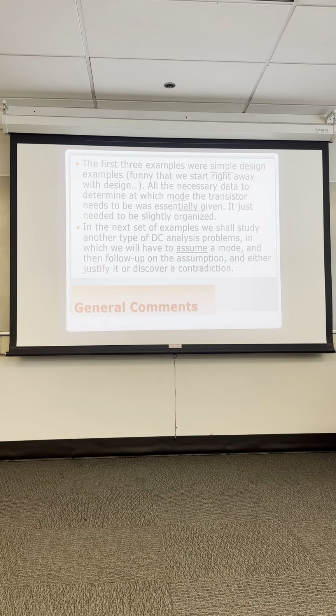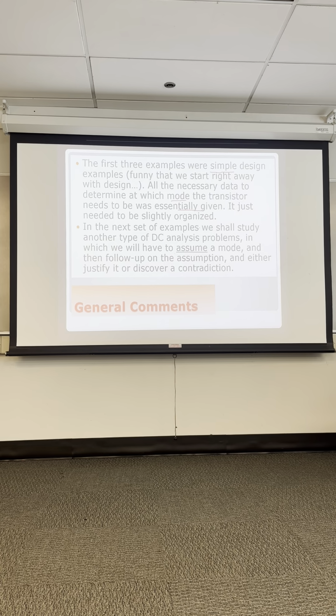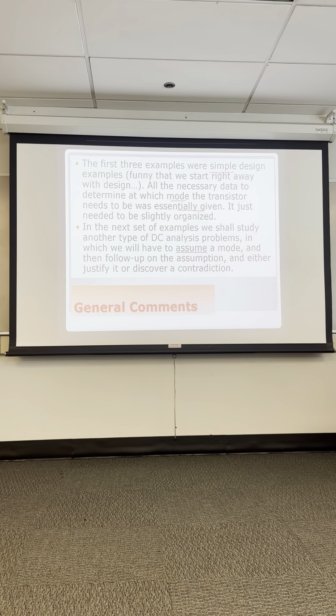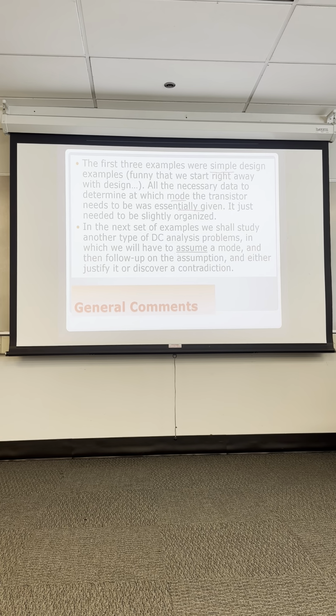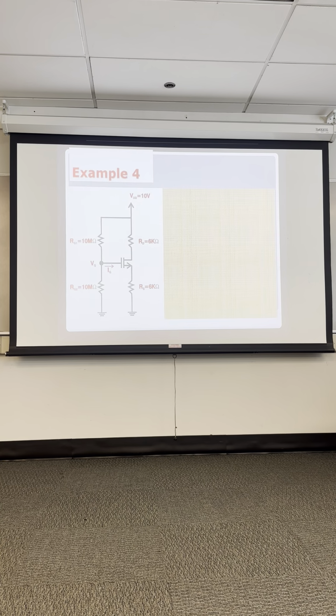Now, following that are examples where the information is not completely given, and now we basically have to do some more analysis to uncover what's happening. So we do the same, we assume a mode, and we follow the assumption. If we find a contradiction, then we switch over to the other mode. If we assume saturation and it's false, then we go back and solve it in triode mode.